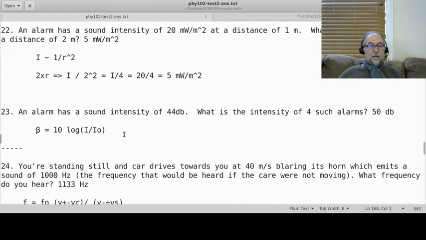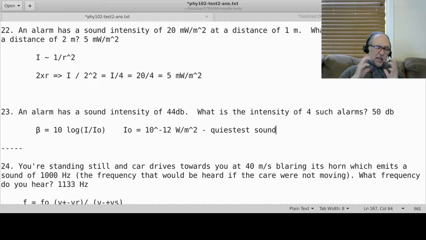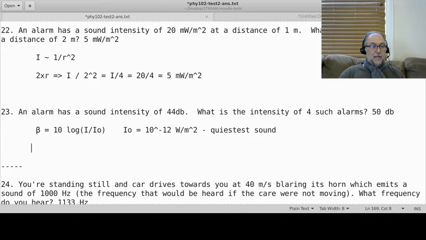But if you wanted it, usually for sound, this formula is actually applied to other things too, to other signals, not just sound signals. But for sound, people usually choose 10 to the minus 12 watts per meter squared, and that is the quietest possible sound that the human ear can hear. I mean, there are sounds quieter than that, but the quietest sound the human ear can hear is in the range of 10 to the minus 12 watts per meter squared. And so you won't need it in the problem, but I mentioned it in passing.